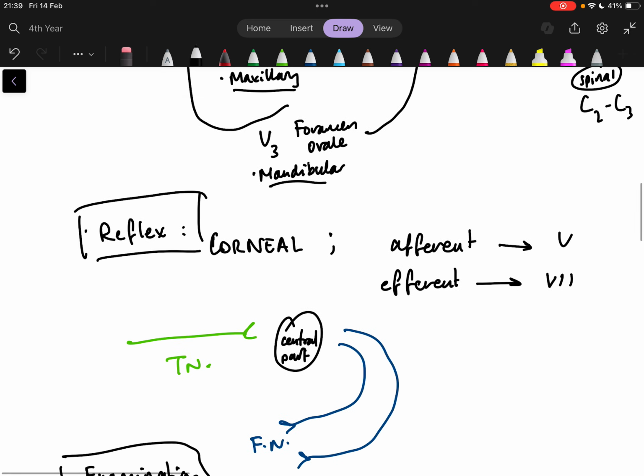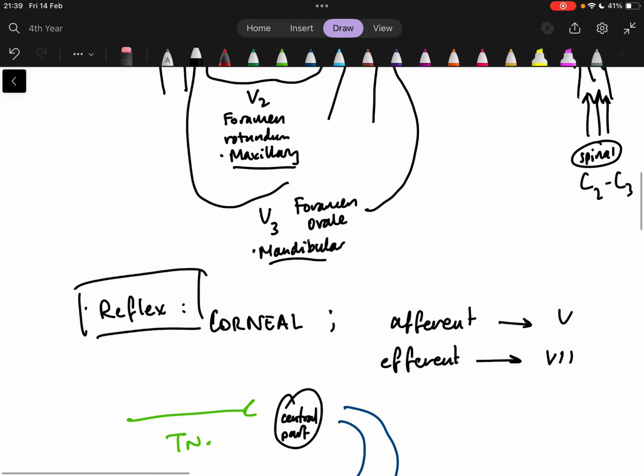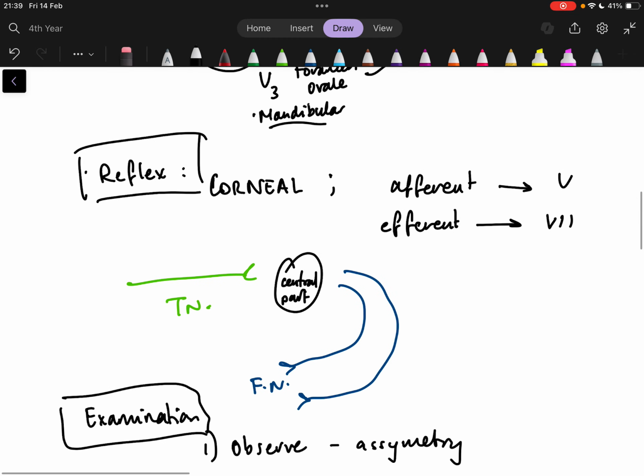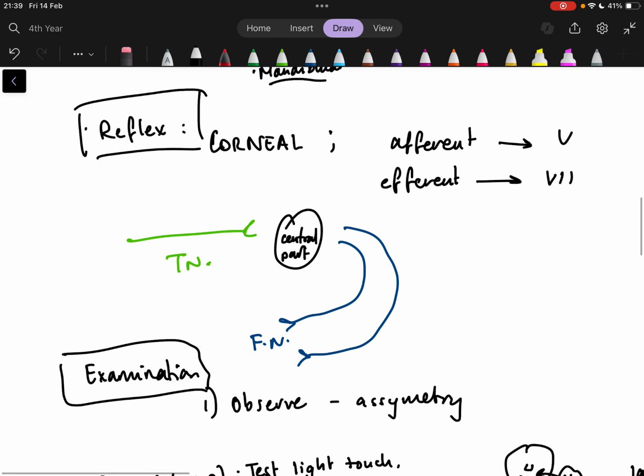A big reflex that we have as part of the trigeminal nerve is the corneal reflex, but it's a bit weird because the afferent part, which is the part going to the central part, so if you don't know what central part is, it's just the place where there's a synapse between one nerve and the other, in the brainstem or spinal cord, whatever. And so the afferent part, so the entering part, is actually by the trigeminal nerve, whereas the efferent part, the exiting nerves, are innervated by the facial nerve.